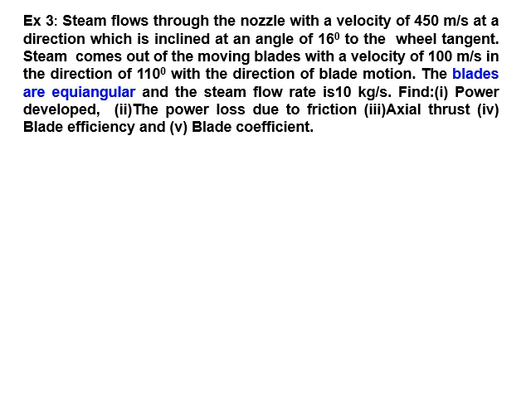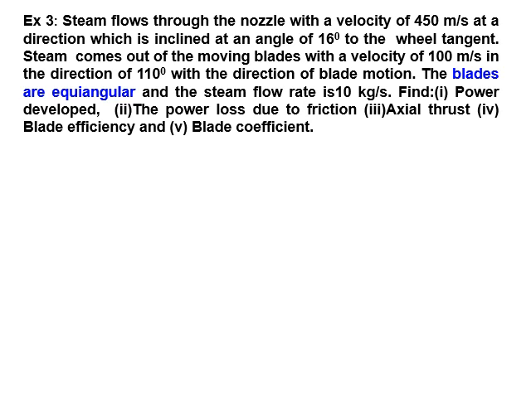So from this given numerical, write the given data. The steam flows through the nozzle with a velocity of 450 meter per second. That means V1 is equal to 450. The direction is inclined at an angle of 16 degree to the wheel tangent, that is alpha 1 is equal to 16 degree.